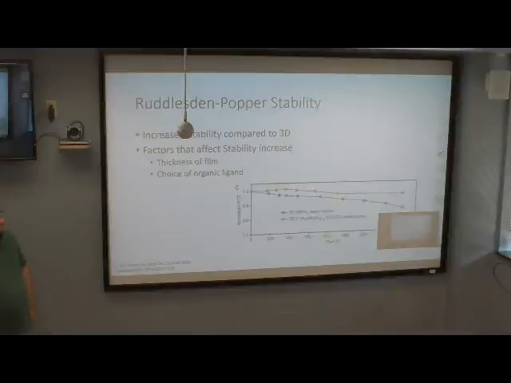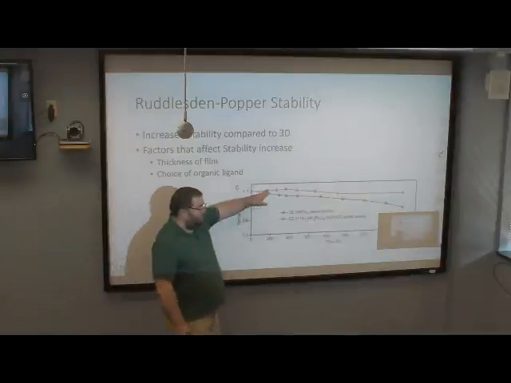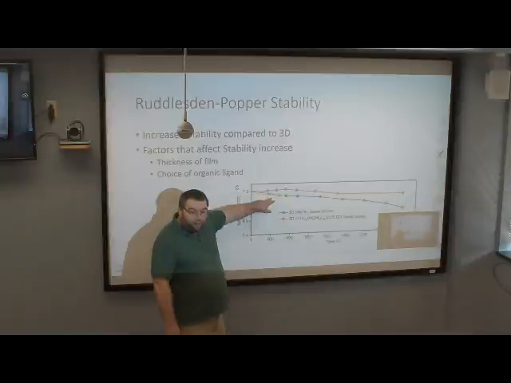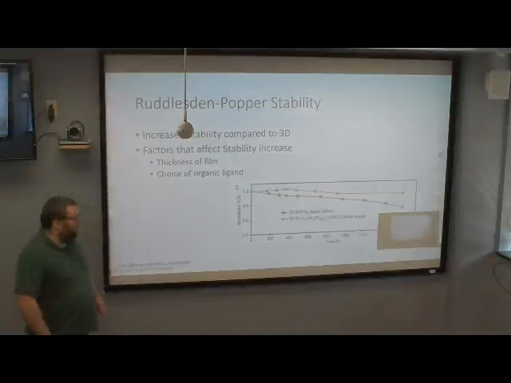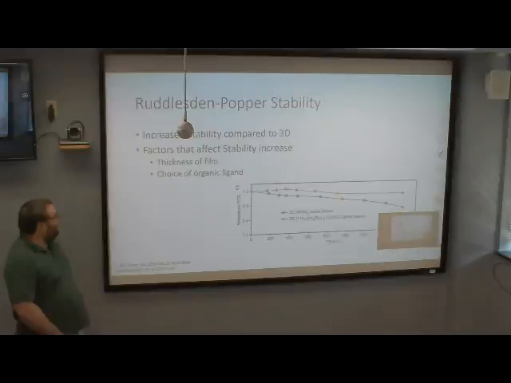So here we're just looking at Ruddlesden-Popper stability versus the 3D. If you look at our graph, we do see that once again the red is 2D and the black is 3D. And what is PCE? What is on the y-axis?